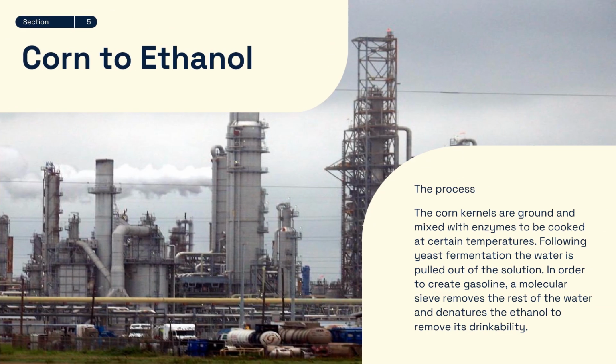Now, once we have the corn kernels, what do we do? Well, those kernels are ground up and mixed with enzymes to be cooked at certain temperatures. Following yeast fermentation, the water is pulled out of the solution. In order to create gasoline, a molecular sieve is actually needed to remove the rest of the water and completely dehydrate and then denature the alcohol to remove its drinkability.